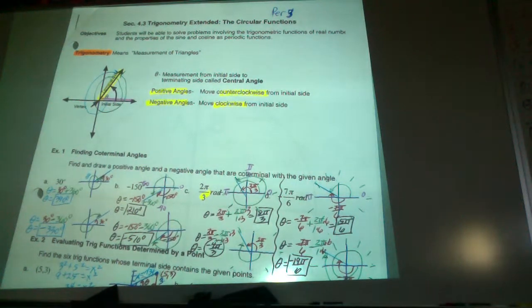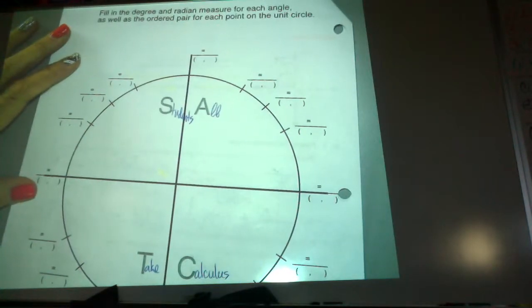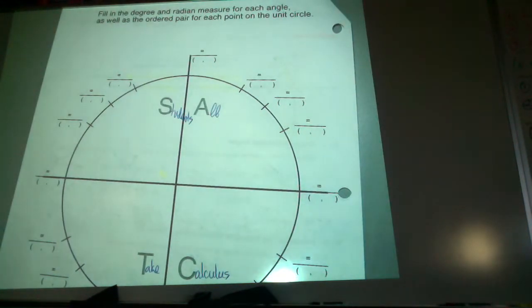Right, so let's finish our notes from 4.3. We're going to really concentrate on the unit circle, which is on this side. So briefly yesterday, we discussed that the A, the S, the T, and the C was all students take calculus.